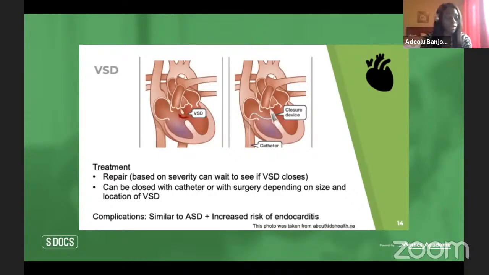Some VSDs will close on their own, especially within the first year of life. But if you wait and the VSD is not closing, you'd want to repair it with either a catheter or with surgery, depending on the size and the location of the VSD. The complications of ventricular septal defects are very similar to those of atrial septal defects, but there's the added increased risk of endocarditis as well.